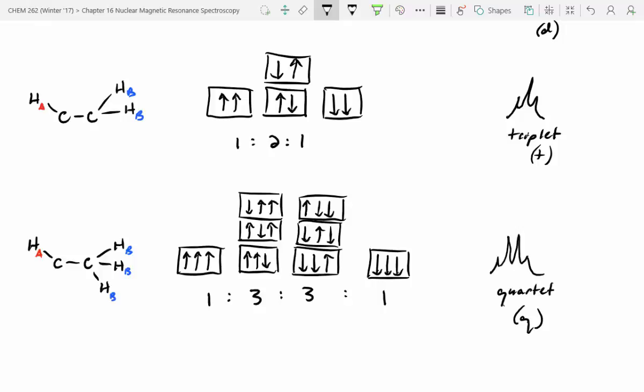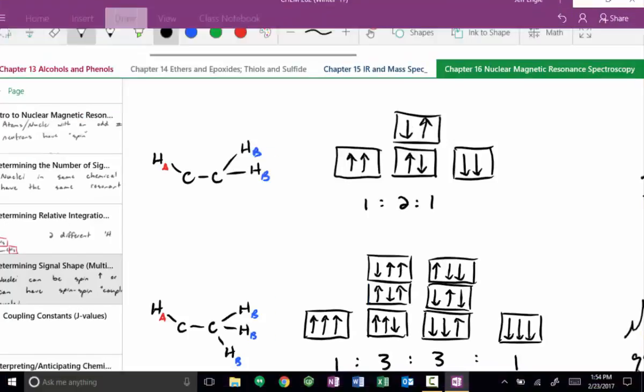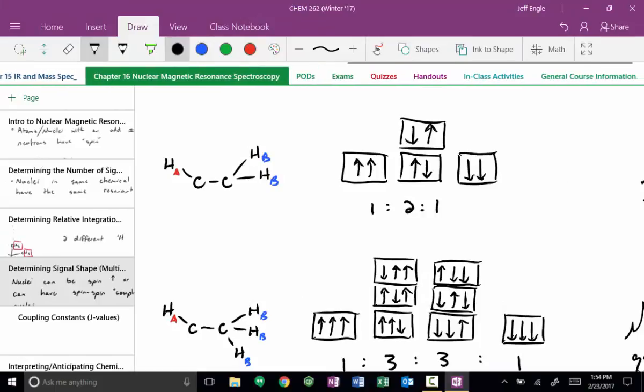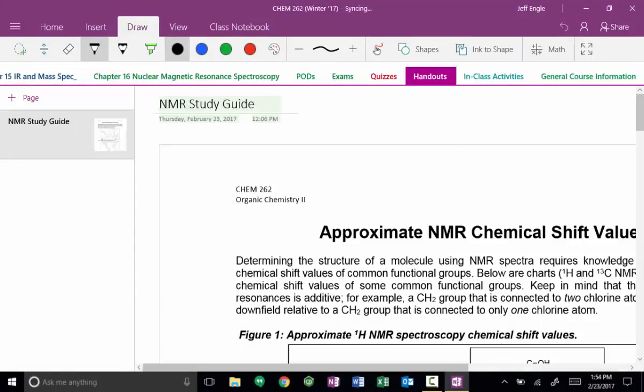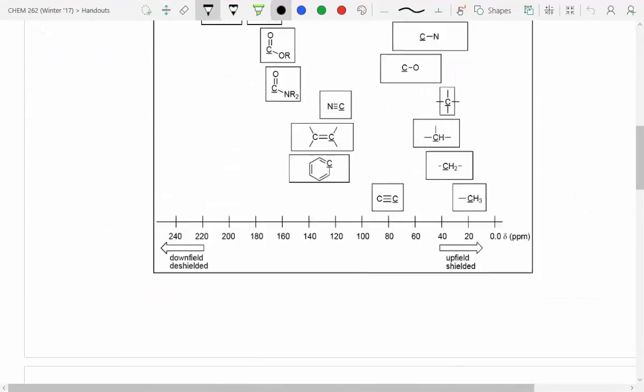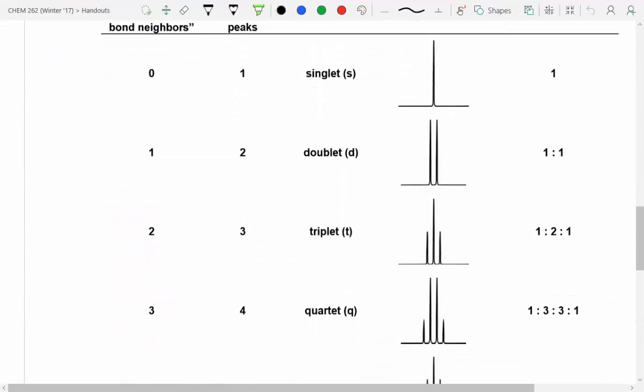What do you think happens if we've got 5 neighboring protons? Or sorry, 4 neighboring protons. We'll go in order. So imagine if we have 4 HBs, what peak would HA be split as? 1, 2, 3, that's 4. It gets kind of complicated, but luckily, I've got a handout for you guys. This handout that I gave you guys shows the approximate splitting pattern for each of these.